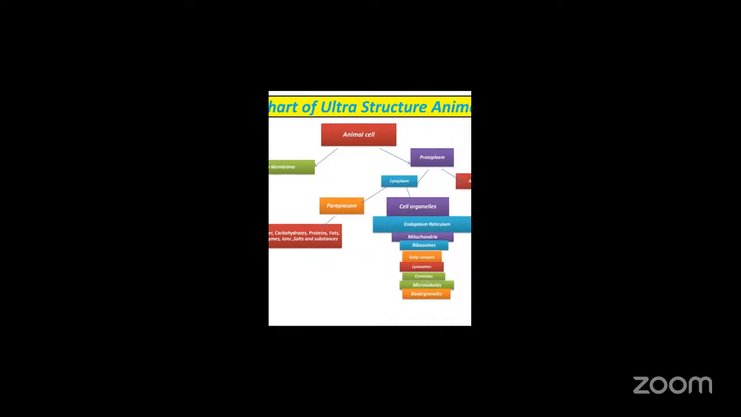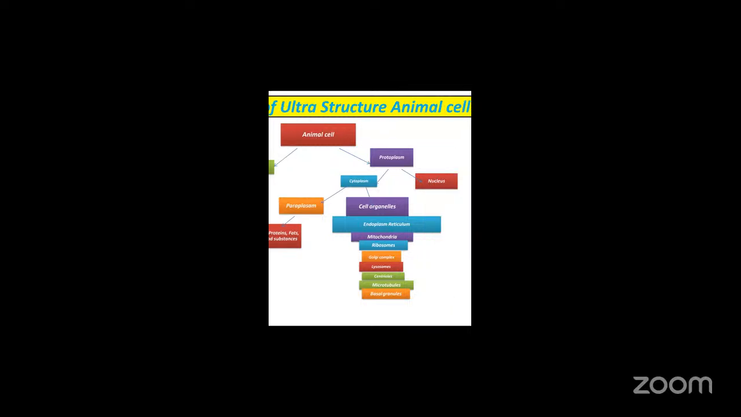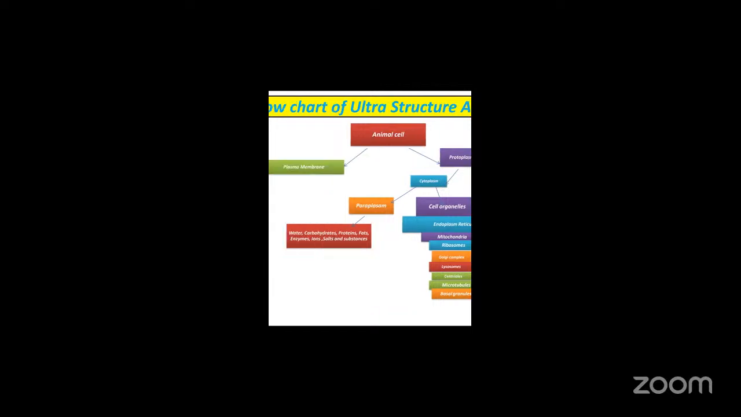This is the flow chart we have already discussed. The animal cell, if you take, is bounded by a plasma membrane. Then it has the protoplasm. Beneath the plasma membrane you have the protoplasm, which is again differentiated into cytoplasm and the nucleus. Cytoplasm consists of paraplasm as well as the cell organelles. Paraplasm consists of water, and organic as well as inorganic components like carbohydrates, proteins, fats, enzymes, salts, and other substances.